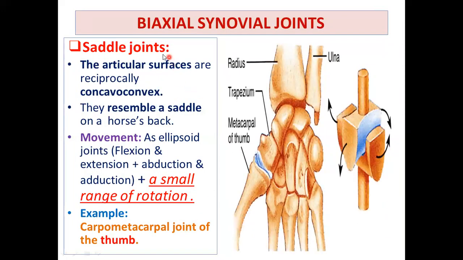The biaxial synovial joints also include saddle joints. The articular surfaces are reciprocally concave and convex. They resemble a saddle on a horse's back. The movements are those of the ellipsoid joint: flexion, extension, abduction, and adduction, but there is a small range of rotation. Examples are the carpometacarpal joints.